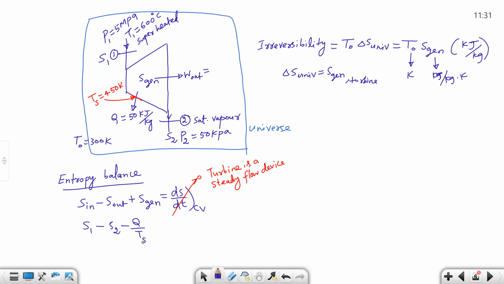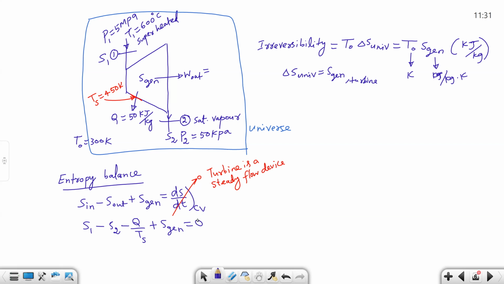Because the heat is going out from the surface, where the surface temperature is maintained at 450 Kelvin. So heat is going out from a constant temperature point. That means when heat is going out from a constant temperature point, the entropy transfer will be Q by T, plus entropy generation is equal to 0, because the rate of change of entropy inside the turbine will be 0, because it is a steady flow device.